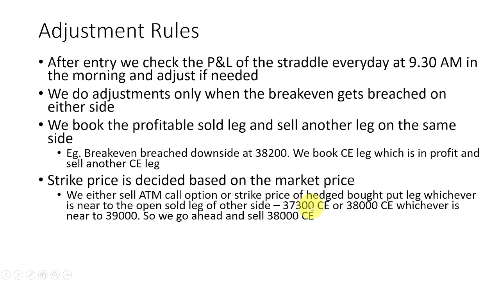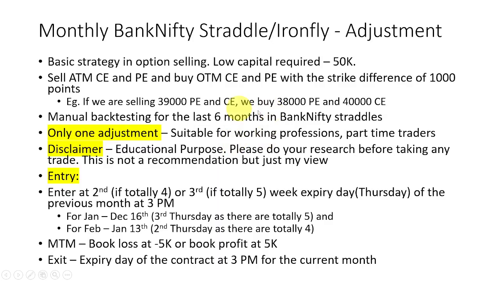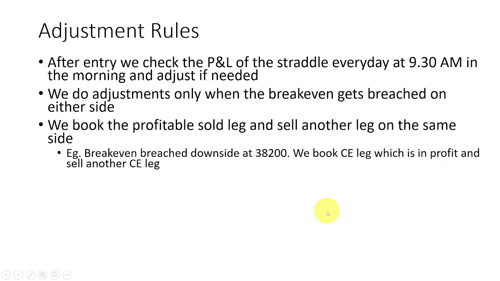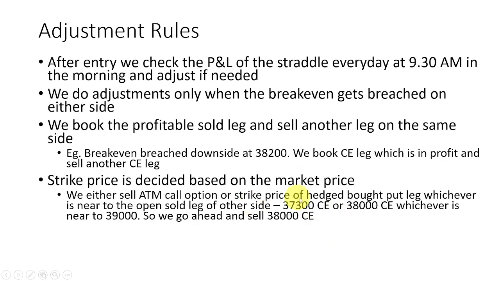Here we have already bought a put leg and a call leg for protection, right? In this case, we have bought the 37,300 and 38,000 put options. But we have to sell either the 37,300 call option, which is the ATM call, or the 38,000 call option, where the 39,000 is the hedge position. So we choose either the 37,300 or 38,000 call option. How we choose is based on the strike price which is nearer to the other leg which is sold.